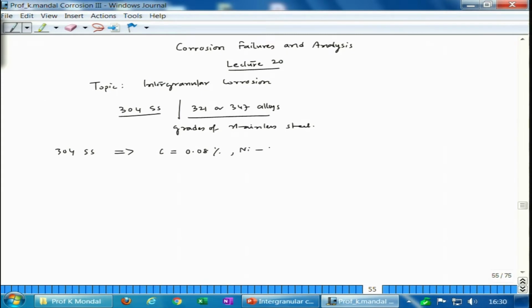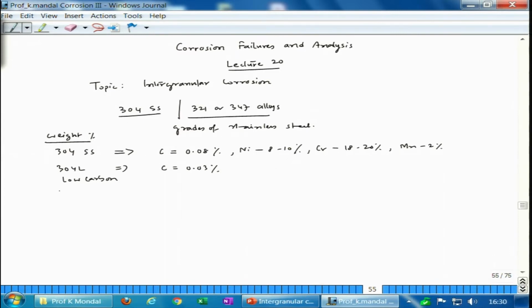Nickel is around 8 to 10 weight percent, and these are all in weight percent. Then chromium is about 18 to 20%, and there could be a little bit of manganese, 2%. So, this is a general composition. If you try to see 304L, where L means low carbon, only carbon changes to 0.03%. The rest of the composition remains in the same range.